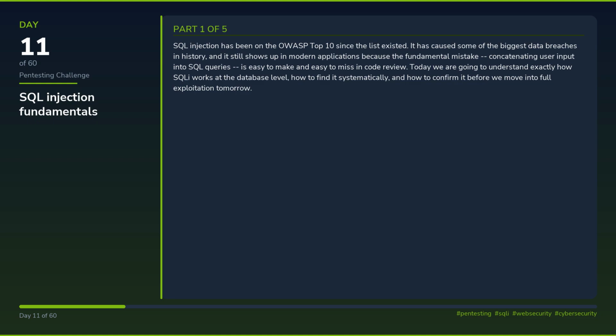SQL injection has been on the OWASP top 10 since the list existed. It has caused some of the biggest data breaches in history, and it still shows up in modern applications because the fundamental mistake, concatenating user input into SQL queries, is easy to make and easy to miss in code review. Today we are going to understand exactly how SQLi works at the database level, how to find it systematically, and how to confirm it before we move into full exploitation tomorrow.